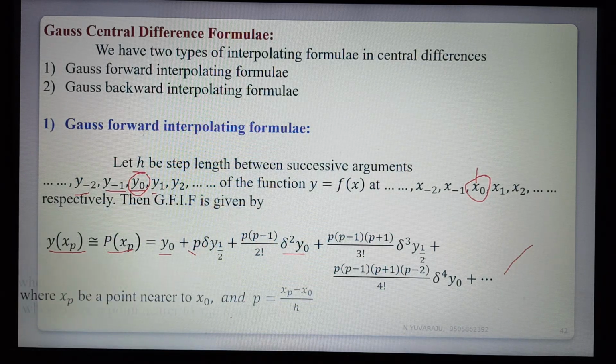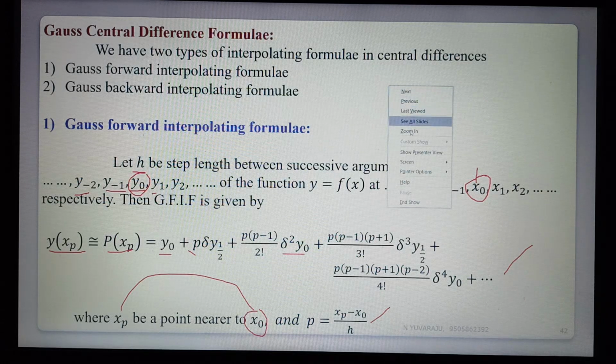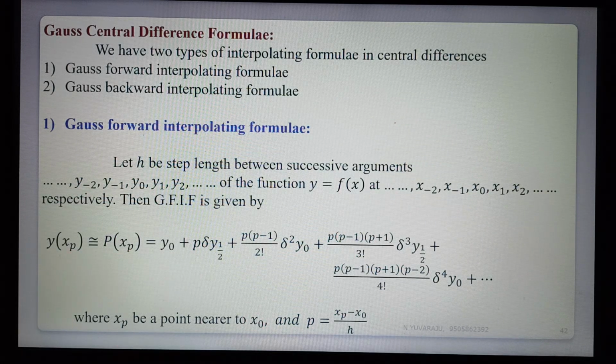Here xp is the point near to the mid value x0, and p is equal to xp minus x0 by h. You are finding delta y0, delta square y0, delta y 1 by 2. How to find them? We will see in the table. This is the forward interpolating formula.